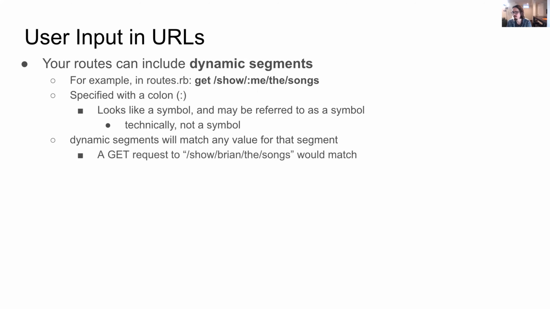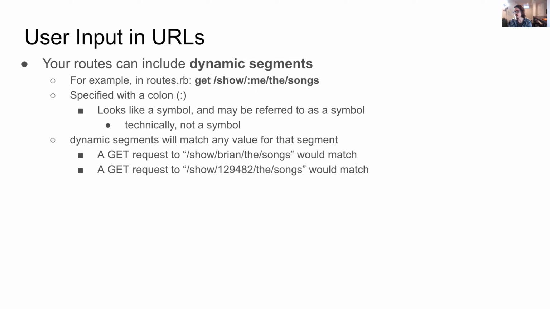So what are the implications? Well, if we have a GET request to show Brian the songs, that would match because we can now match anything for our me segment. A GET request to show 1, 2, 9, 4, 8, 2 the songs would match. The point of including this is to say that when I say any value can match here, I mean any sequence of characters. The router is not sophisticated.